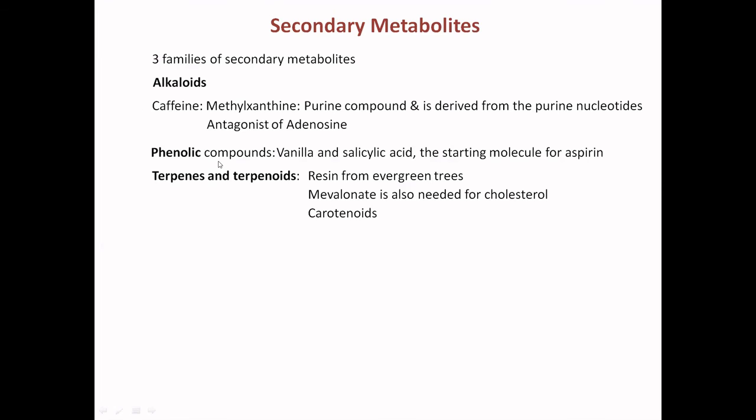The next family is the phenolic compounds, like vanilla and salicylic acid, which is a precursor of aspirin. The third family is the terpenes and terpenoids. They come from the resins of evergreen trees, and they are derived from mevalonate, like cholesterol. One of the examples is carotenoid.